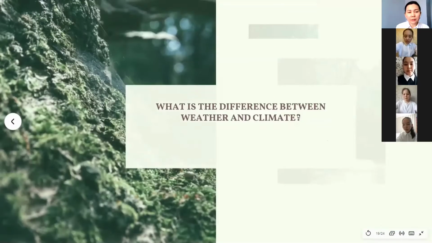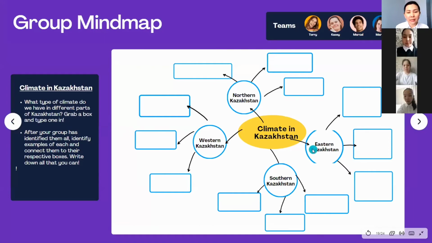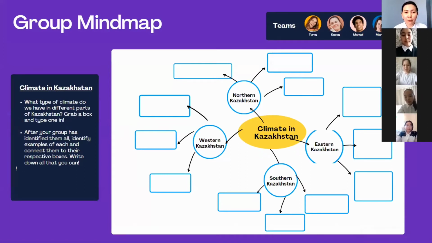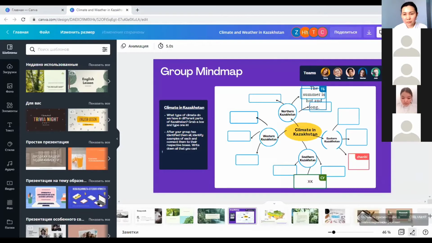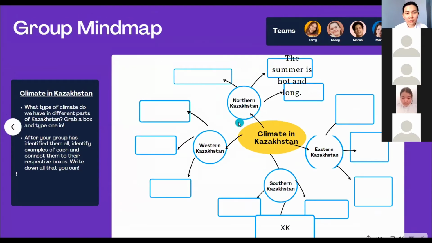So now let's consider the next topic, the climate in Kazakhstan. Now you will be divided into 4 groups. Discuss with your group the climate of 4 parts of Kazakhstan. Now the students are writing here. The climate of northern Kazakhstan, the western Kazakhstan, and the southern Kazakhstan and the eastern Kazakhstan.